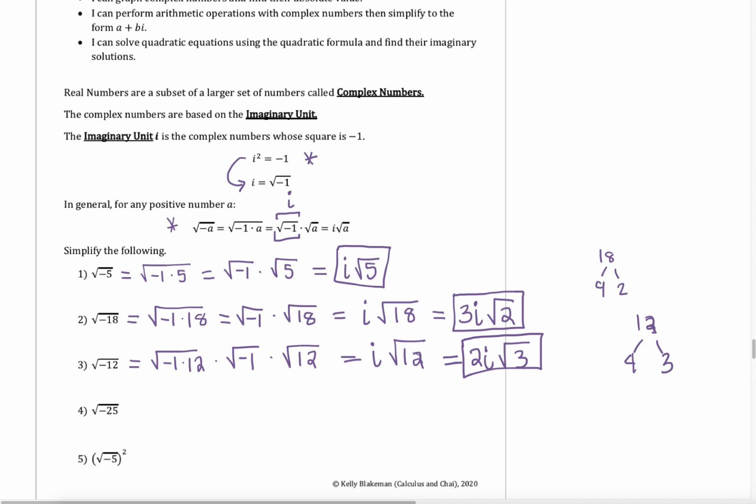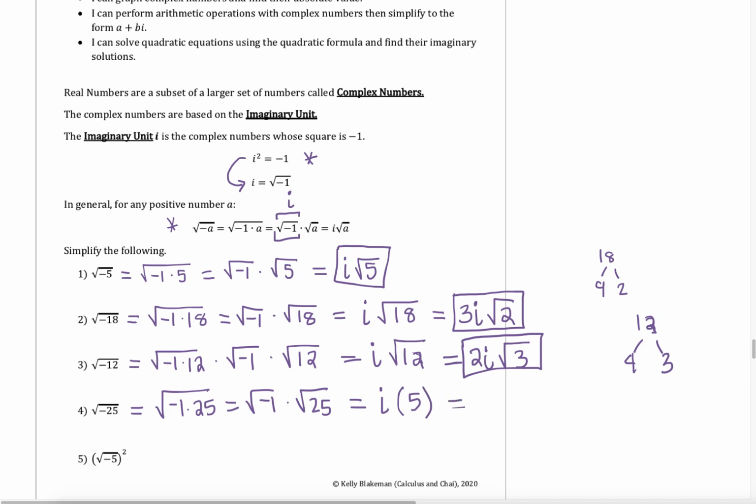Let's look at example 4. Why don't you guys pause the video and try this one on your own as well. Let's check example 4. We have the square root of negative 25, which we can break apart as negative 1 times 25. From here, that would then be equal to the square root of negative 1 times the square root of 25. We know that the square root of negative 1 is equal to i, and the square root of 25, that's actually a perfect square, and we know the square root of 25 is equal to 5.